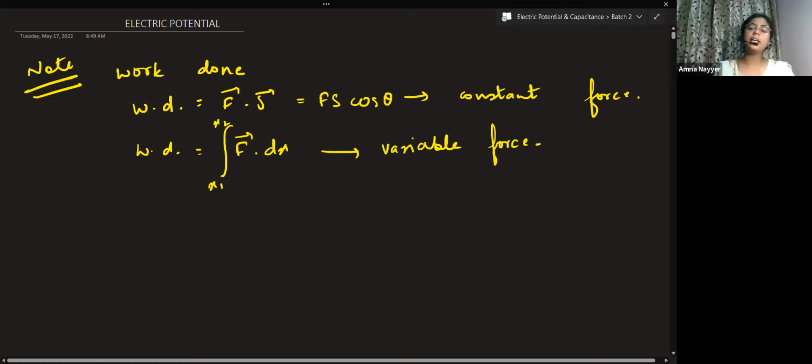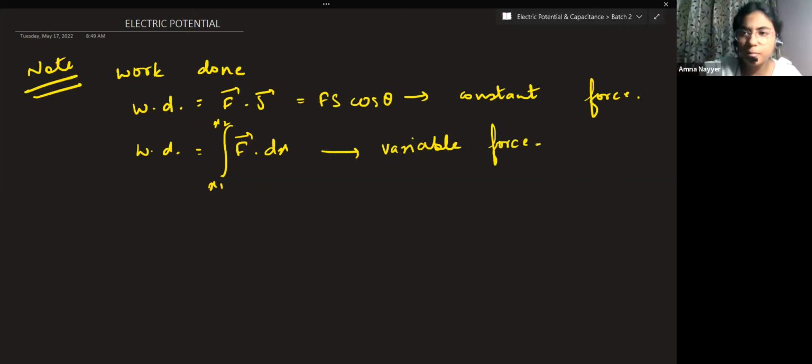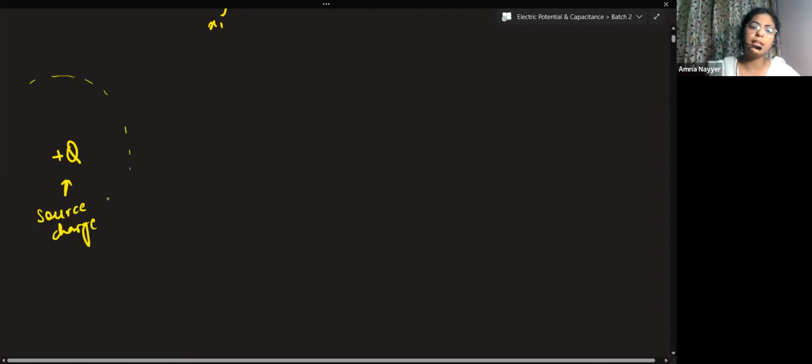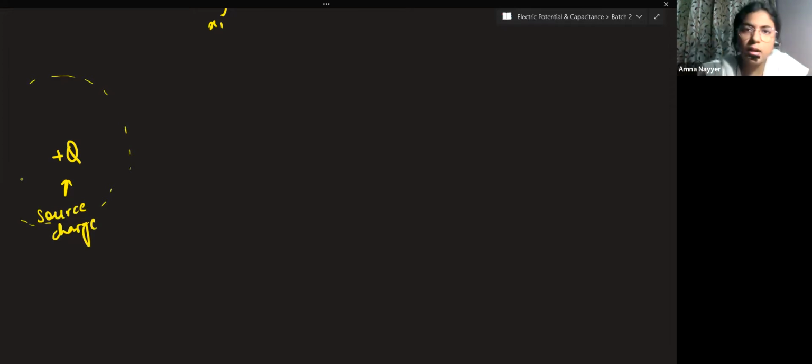Now regarding the concept of electric potential, you can relate it to electric field. Some things you will find contrary to it, some things you will find relatable to it. Now see, if I have a charge, plus Q, this is a plus Q charge, and it's a stationary source charge. So let me name it as source charge. This source charge will be producing its electric field. That's what we have studied in electric field. A single charge has a definite space around itself where electrical phenomena can be experienced.